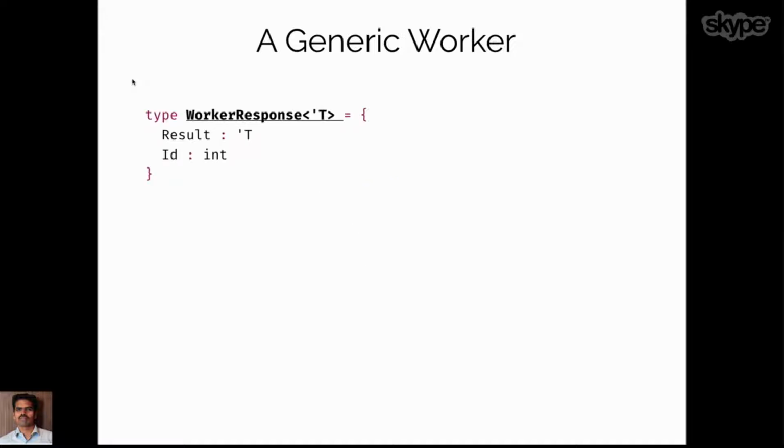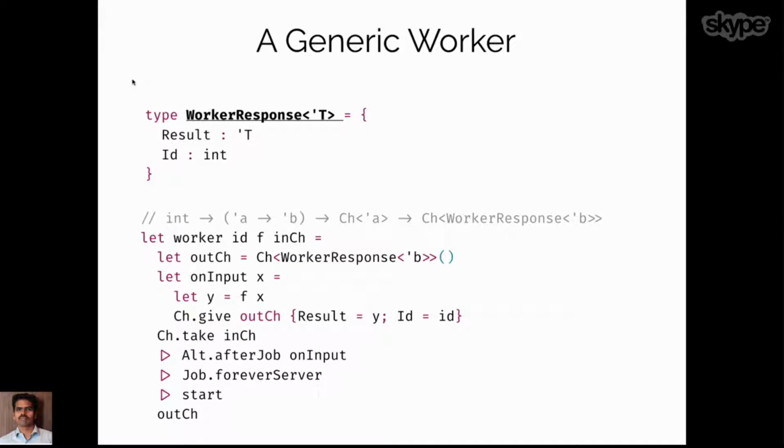To model it, we have a record type, WorkerResponse, which has two properties: Result, to represent the result of the worker, and ID, the unique identifier of the worker. We also have a worker function, much like a constructor, which creates the worker for us. This worker takes three parameters: the ID of the worker, the higher order function f, which defines what we need to do with the input, and the input channel itself.